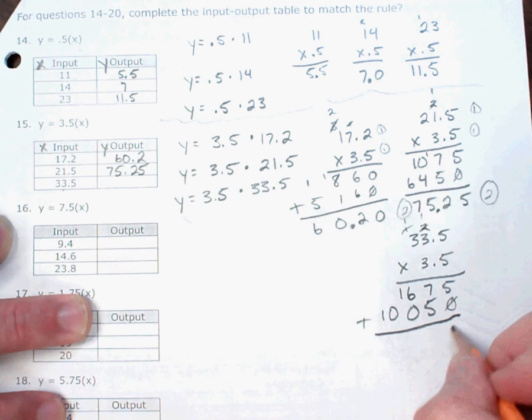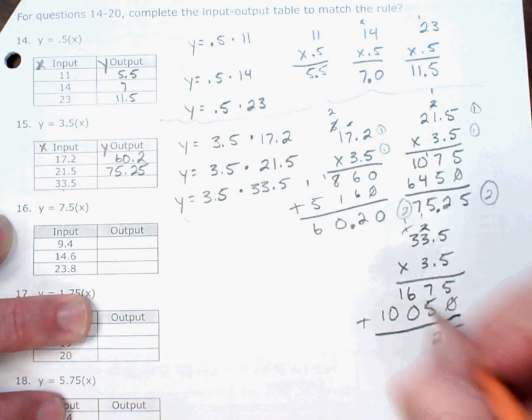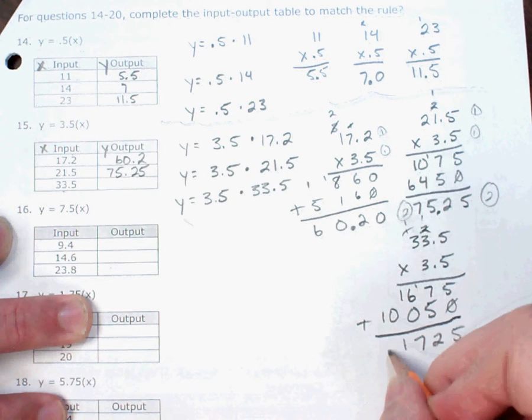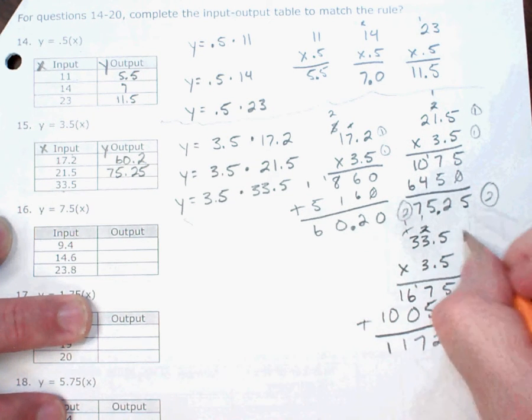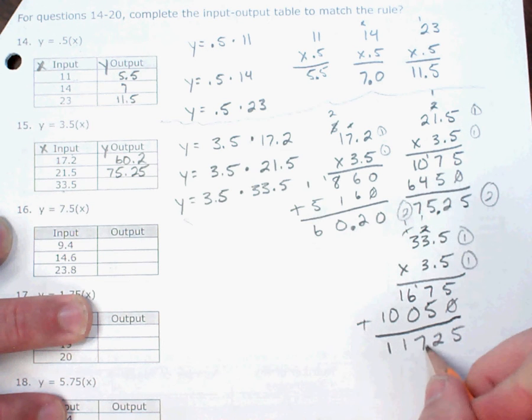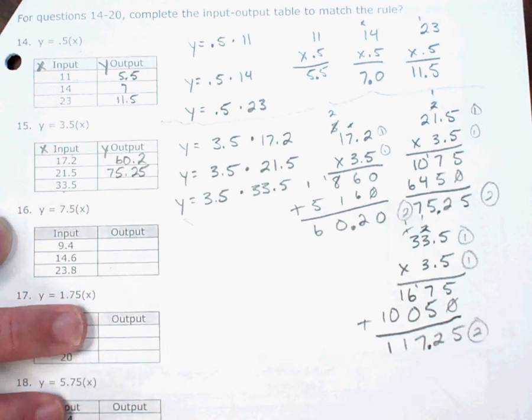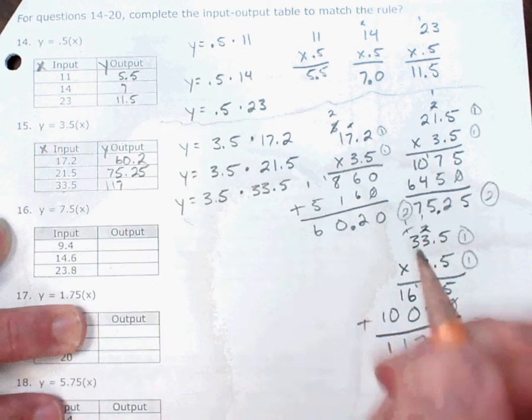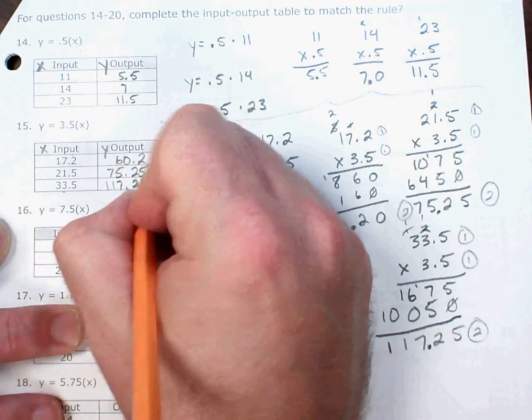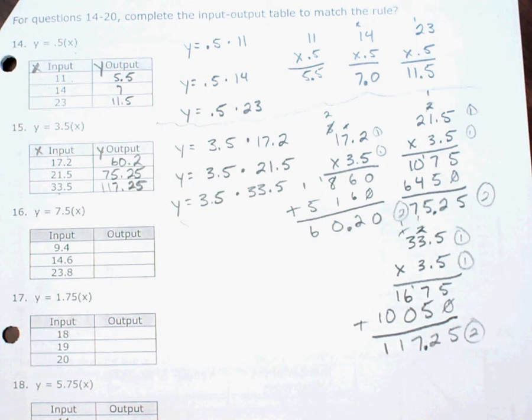5 plus 0 is 5. 7 plus 5 is 12. Carry the 1. 1 plus 6 is 7. 1 plus 0 is 1. 1 out there at the end. Two numbers to the right of the decimal, so my answer is going to have two numbers to the right of the decimal. And so my output is 117 25/100. Double check my math. Good.